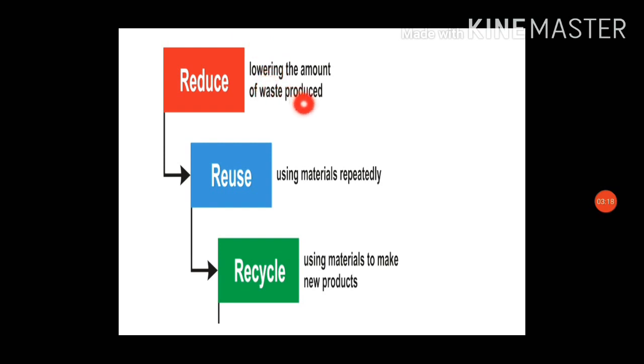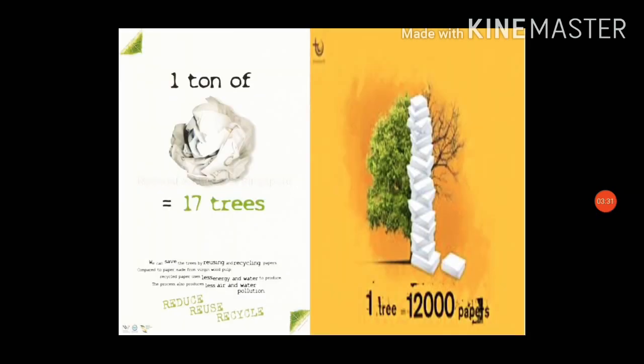Reduce is lowering the amount of waste produced. Reuse is using materials repeatedly, and recycle is using materials to make new products. Did you know that recycling 1 ton of paper can save 17 trees?